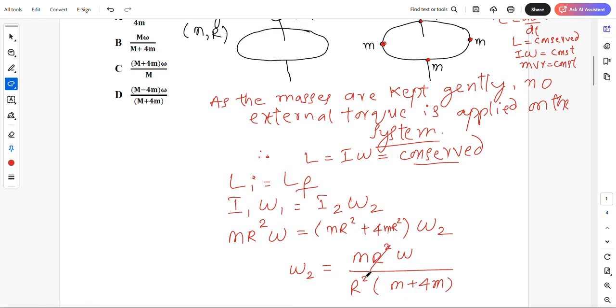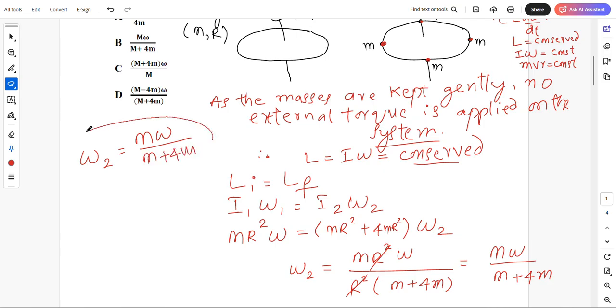Okay, r square gets cancelled. That is equal to m omega divided by m plus 4m. Hope you understood. Okay, omega 2 is how much? Omega 2 is equal to m omega divided by m plus 4m. This is the final answer.